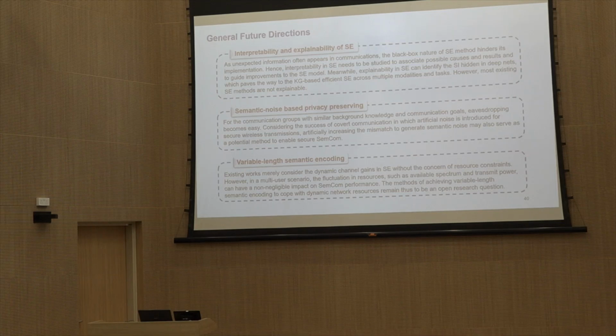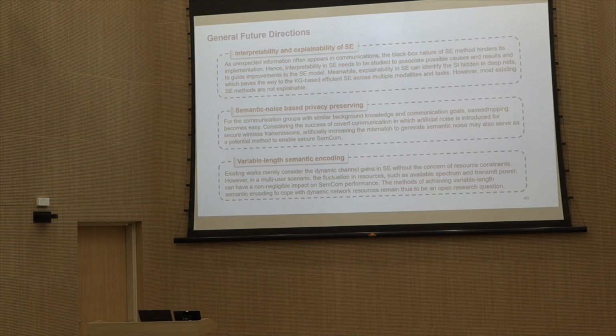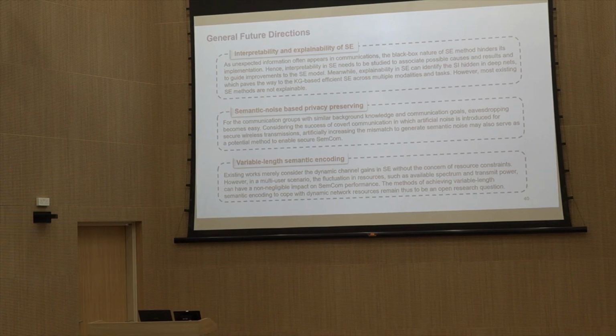Also, semantic noise and privacy preservation need to be considered. For a communication group with a similar background knowledge, eavesdropping becomes much easier. Consider the use of covert communication, in which artificial noise can be used to secure the wireless transmission. Covert semantic communication can be one of the research directions. We can look at the variable length semantic encoding.